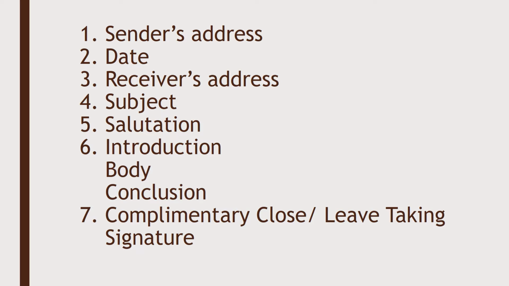The receiver's address is the third part of a formal letter. The receiver is the person to whom you are addressing this letter. The fourth point is the subject. There is a subject line which has to be short and crisp and to the point. The fifth point is the salutation. Salutation is a greeting. This is a formal greeting, so there is a very specific way in which you have to write the salutation.